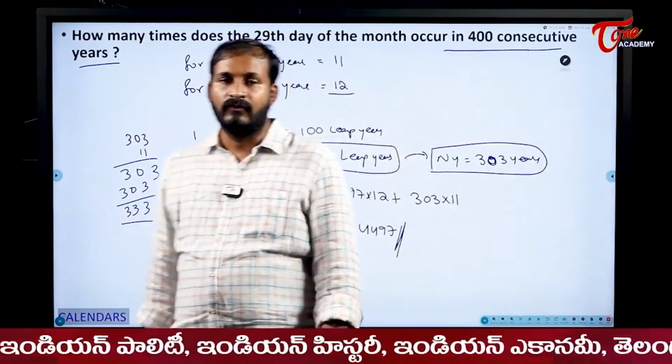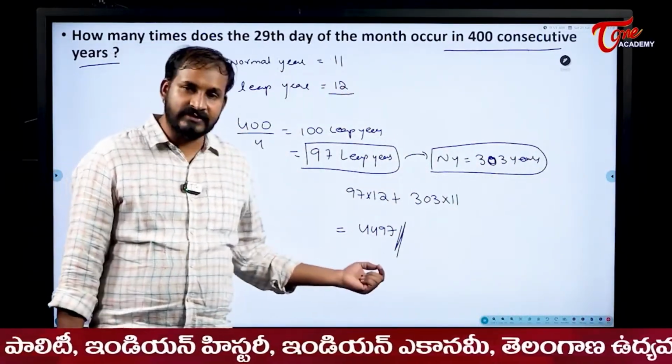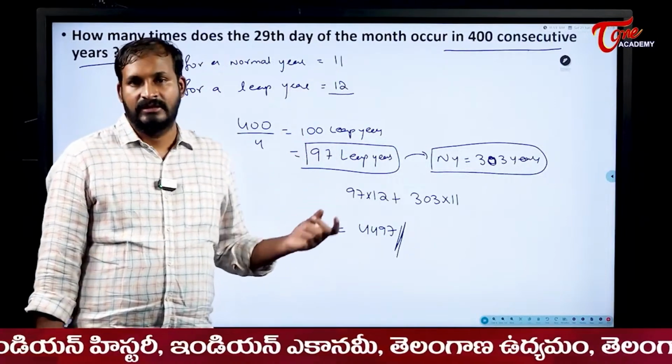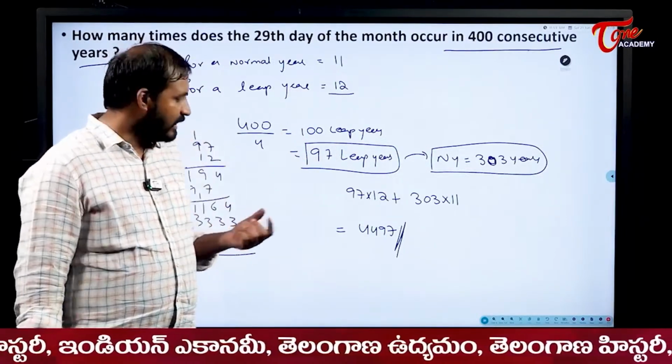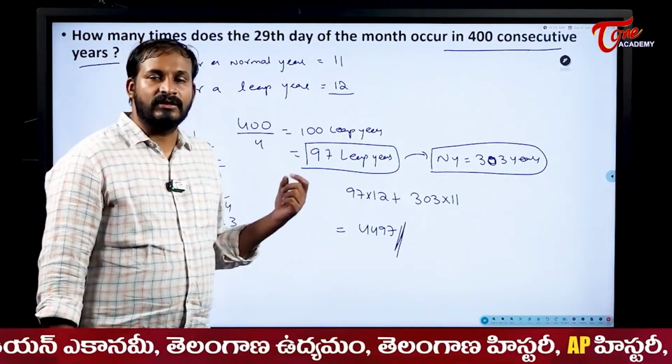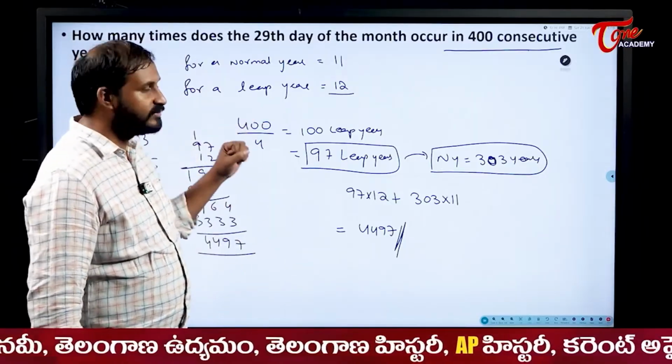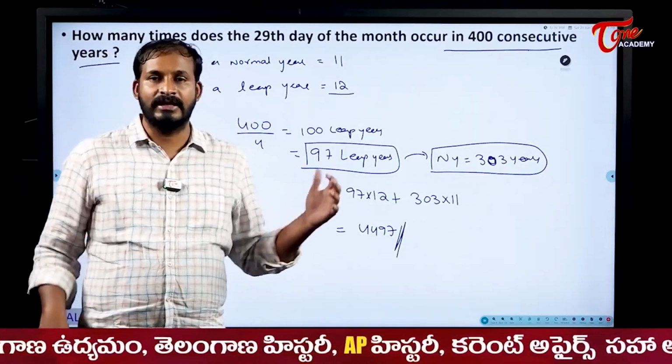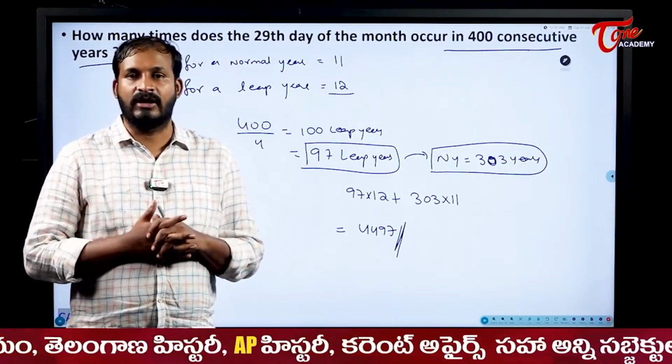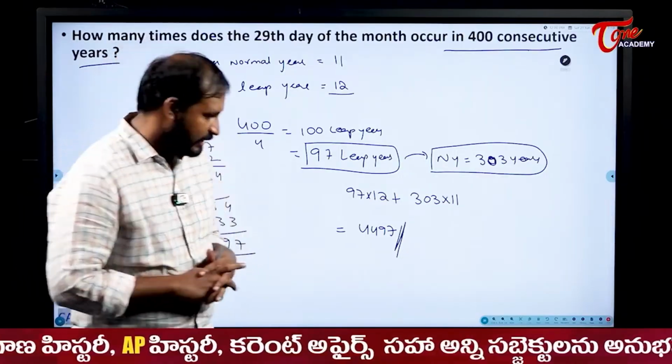So we will have 4497 months which will have the 29th day. Okay, understood? This is how we are going to solve this type of questions. We should know the concept, students, then only can you easily apply the concept to any other logic or any other method. Okay, right, good, super.